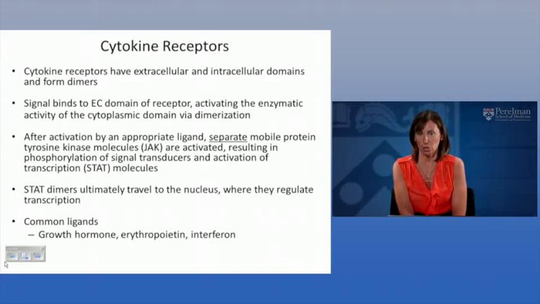Common ligands in human biology for cytokine receptors include growth hormone, erythropoietin. This is a hormone that regulates the synthesis of red blood cells. Interferon, also a naturally occurring cytokine that is a regulatory component in controlling inflammatory processes.